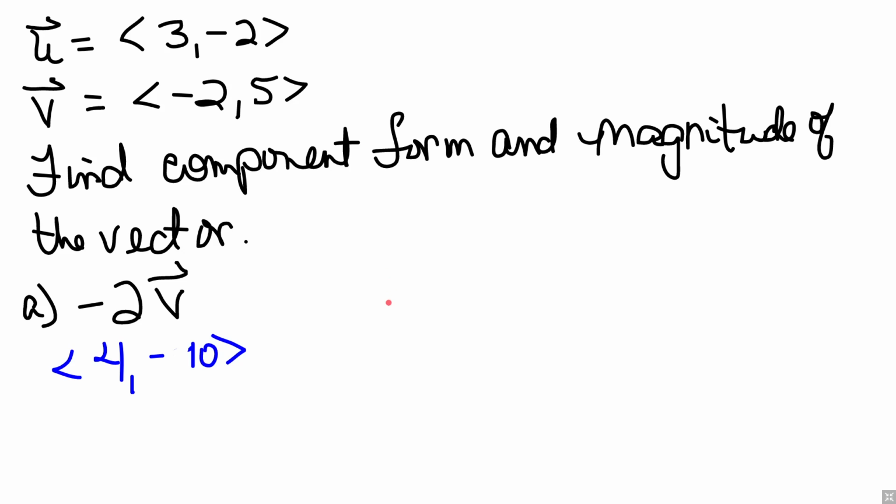Okay, so the B part of this. How did you get 4? I missed how you got 4. -2 times -2. Oh, okay. Okay. Any other questions?